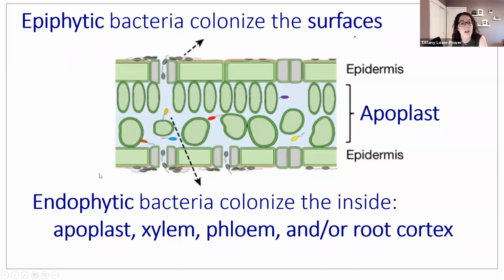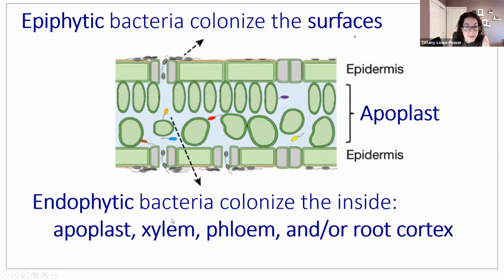Those same bacteria, when they move inside the plant, will now be endophytic bacteria. And so endo is inside the plant. These might colonize locations like the apoplast. We refer to the apoplast as the extracellular space between cells. All this space between these plant cells is the apoplast. Often people are talking about leaf apoplasts, but apoplasts can describe additional parts of plant anatomy as well.